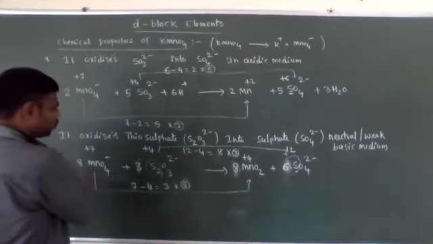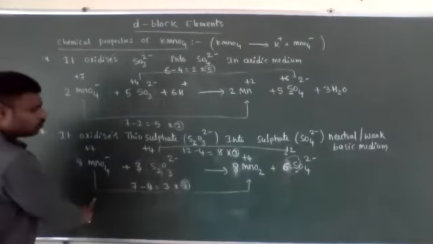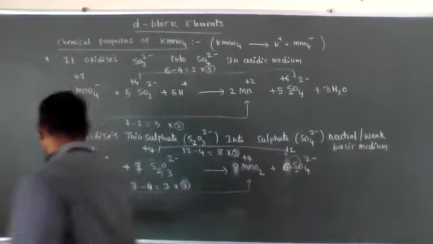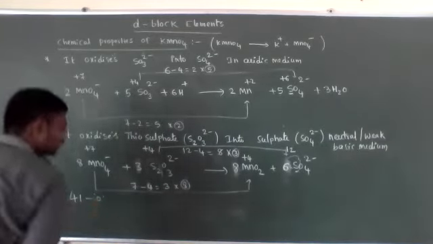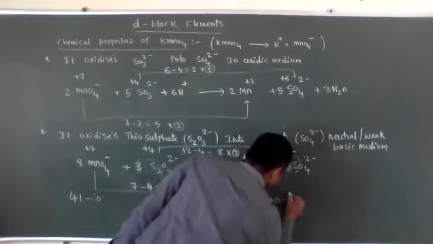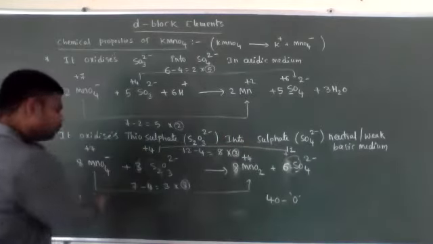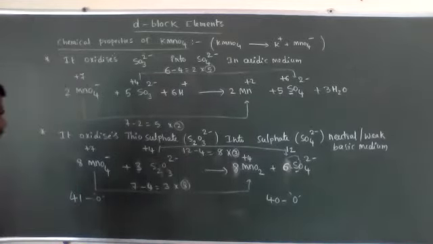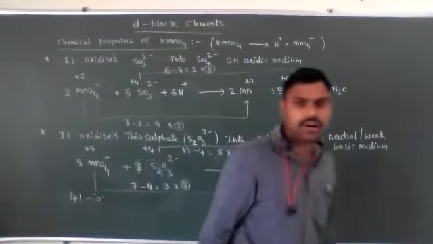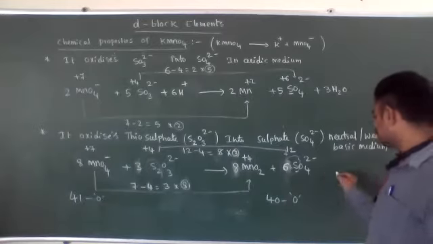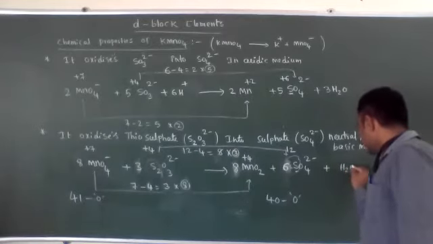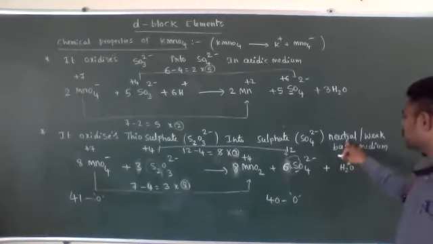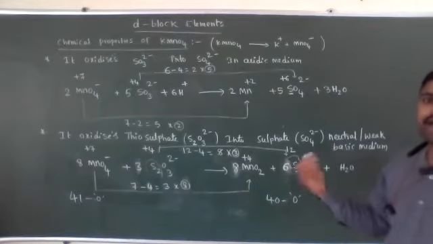See here, if we are counting the total number of oxygen atoms, then this side 41 oxygen atoms will come, and this side 40 oxygen atoms will come. So for that, this side one oxygen atom is more, then we have to add on the opposite side a water molecule. Then H2O will come. For balancing of hydrogen atoms we need to add OH minus ions, because in neutral medium or weak basic medium we need to add OH minus ions.